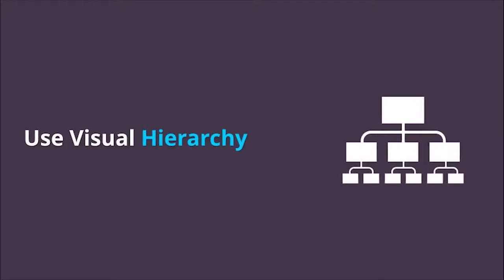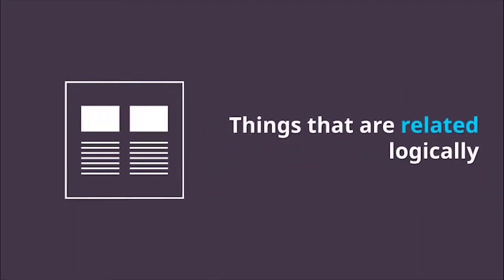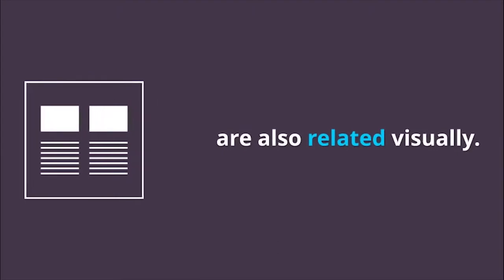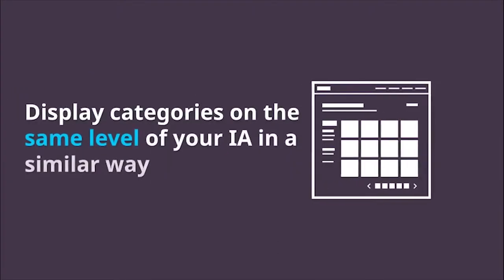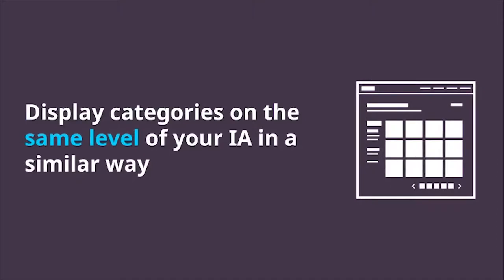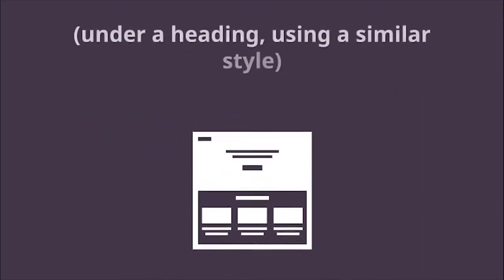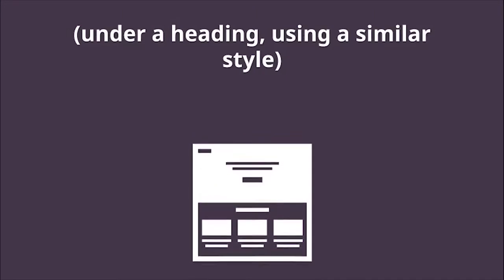Use visual hierarchy. Things that are related logically are also related visually. Display categories on the same level of your IA in a similar way. Put groups of items in a clearly defined area, under a heading using a similar style.